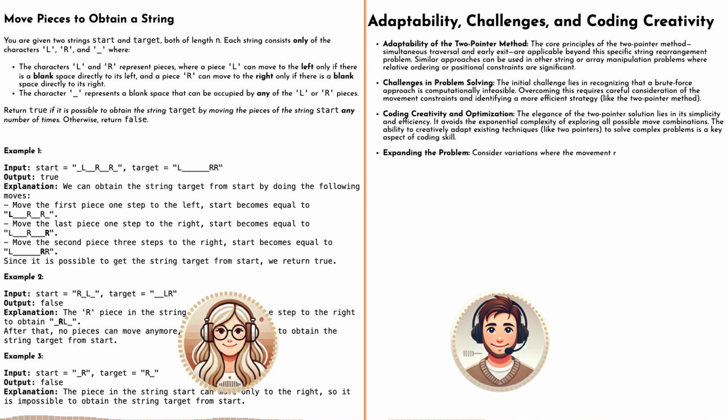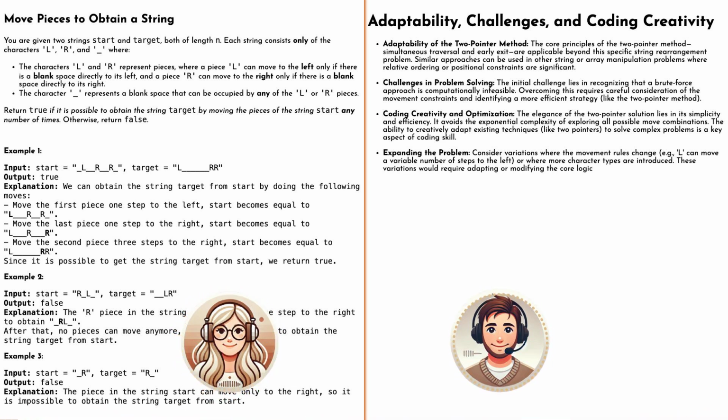I'd like to leave our listeners with a challenge. Ooh, I love a good challenge. How would you adapt this two-pointer technique for even trickier scenarios? Like what? What if, instead of just L and R movements, we threw in a third element? Interesting. Let's say a B that can move in either direction. Whoa, that changes things. How would you tweak the two-pointer approach to handle that?